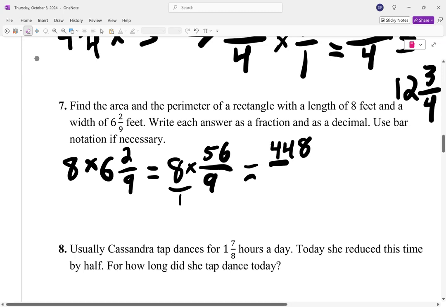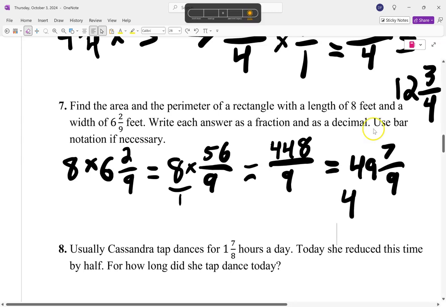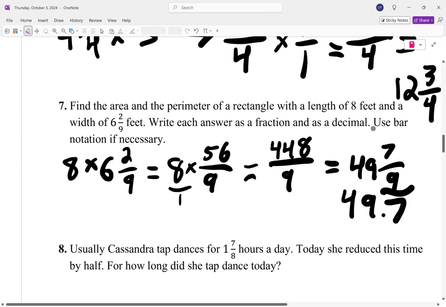448 over 9. Okay, and then we reduce that to... what is it? 49 and 7 ninths. Right, 49 and 7 ninths. And that as a decimal is 49.7 with a line over it. Okay. And then perimeter is easier, huh?